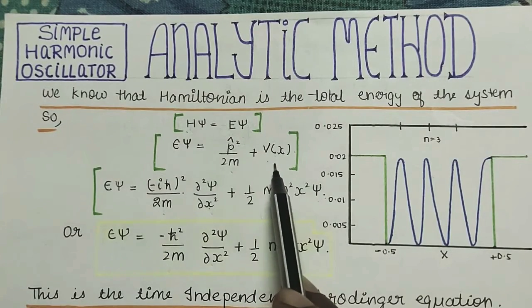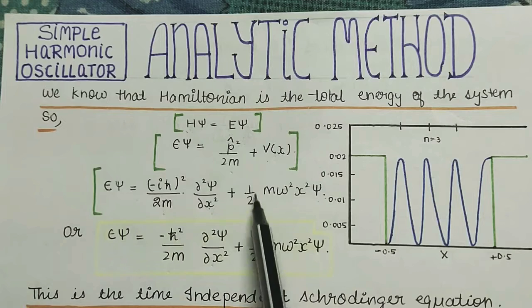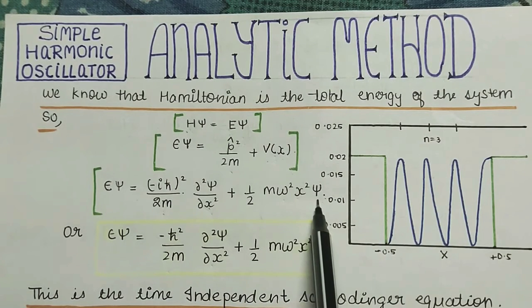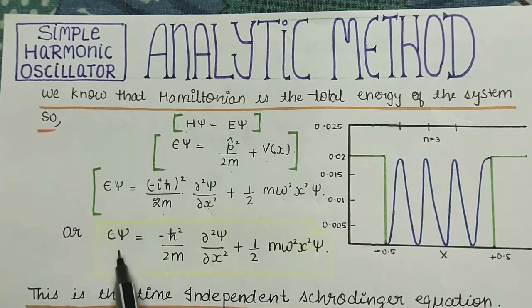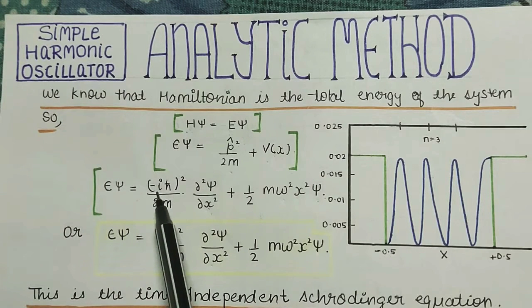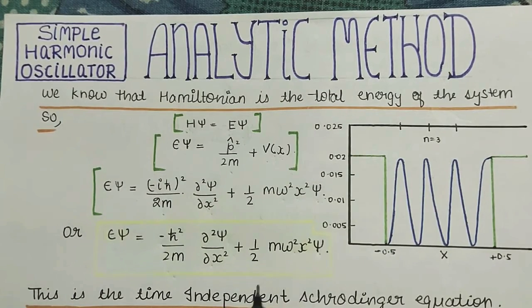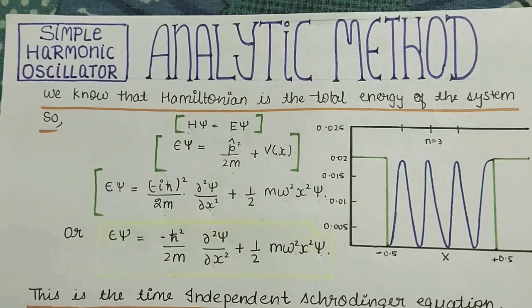Now here V(x) is the potential energy of the system. In quantum mechanics the potential energy function can be expressed as half m omega squared x squared, and psi is the wave function. Now E psi equals minus h cross squared, as we know that the square of negative is positive and the square of i gives us minus 1. So here minus h cross squared upon 2m del squared psi upon del x squared plus half m omega squared x squared psi. So this is the time independent Schrodinger equation.